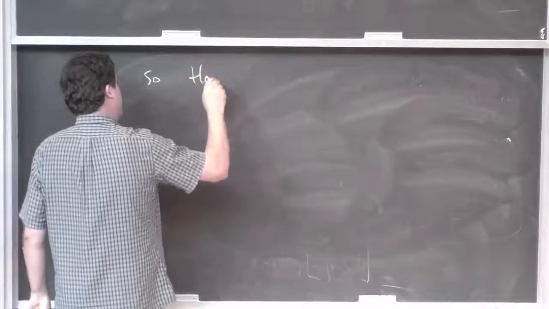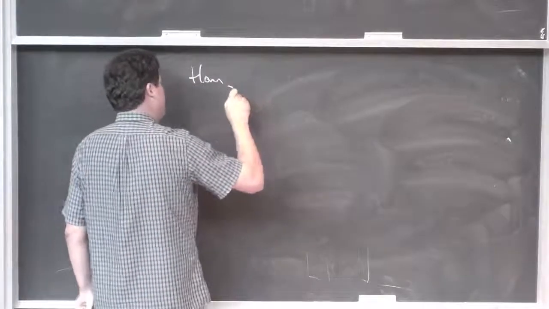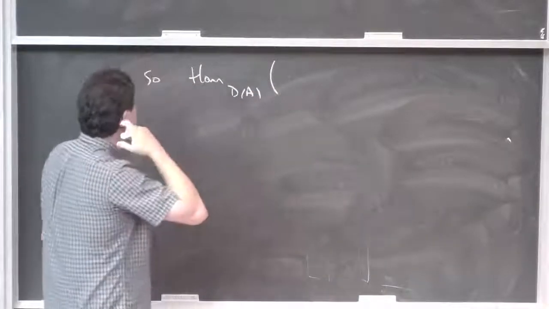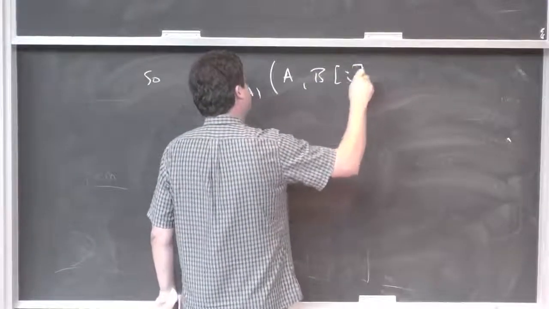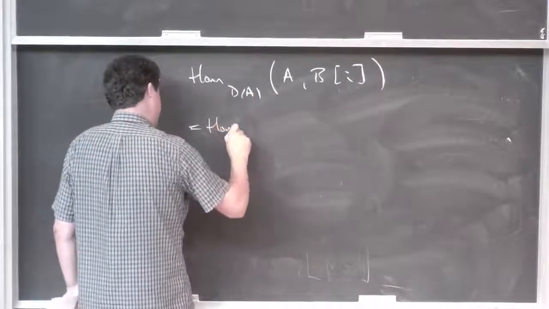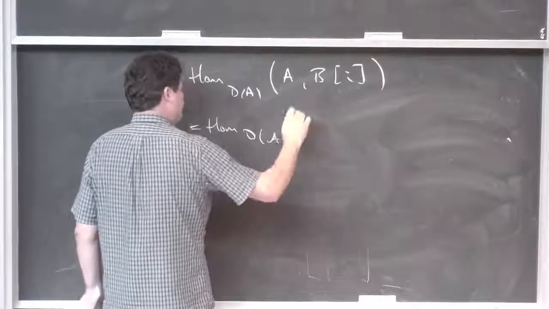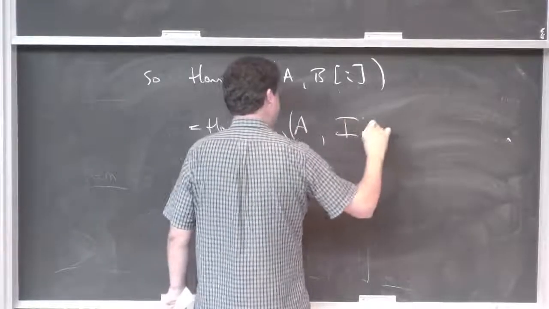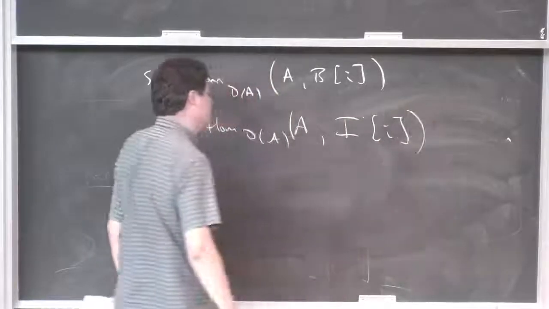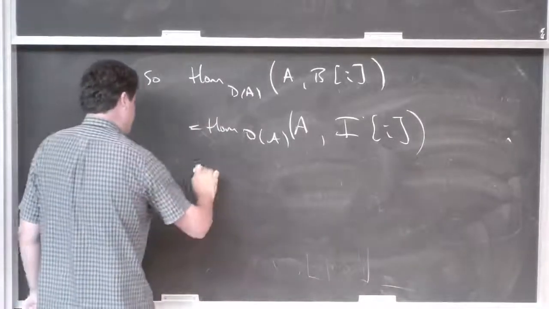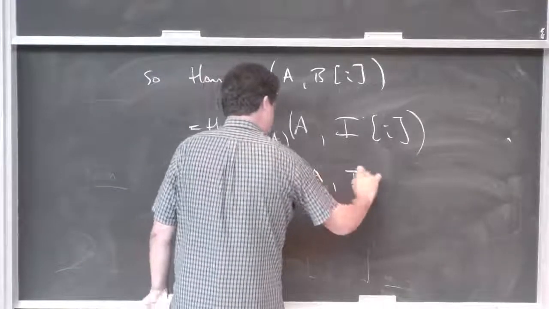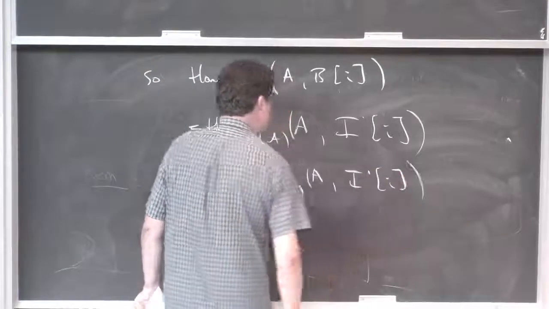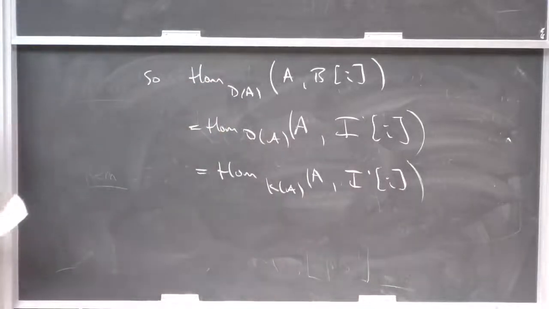And then, maps in the derived category between A and B shifted by i are the same as maps in the derived category between A and this injective complex shifted by i, which are the same as maps in the homotopy category between A and your complex shifted by i. Of course, you shift a complex of injectives, it's still a complex of injectives.